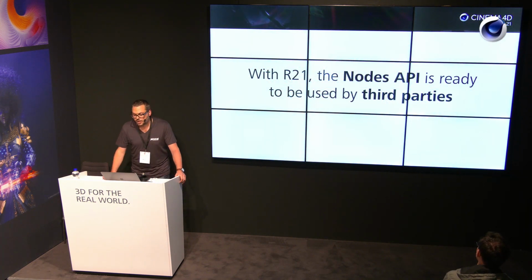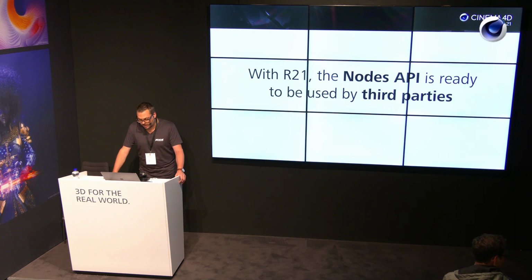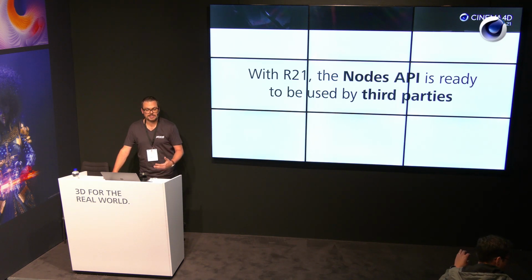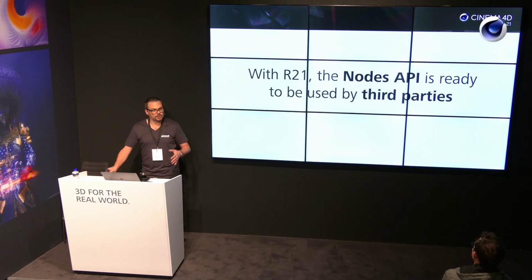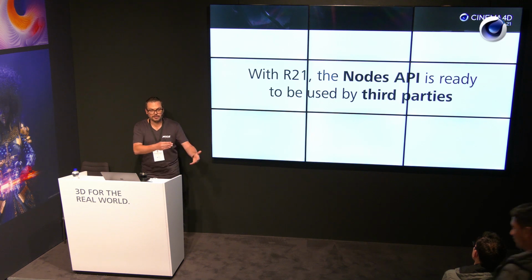With R21, the Nodes API is now finally ready to be used by third parties. And that means if you're used to our nodes, then probably over the time, third-party developers like plug-in programmers, renderer that are out there and compatible with Cinema 4D, they use then our node system so you feel home immediately. So it looks like this render or plugin is from Maxon, which is very cool. You want to feel comfortable and not learning another system.